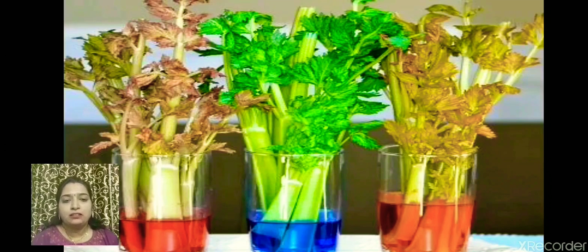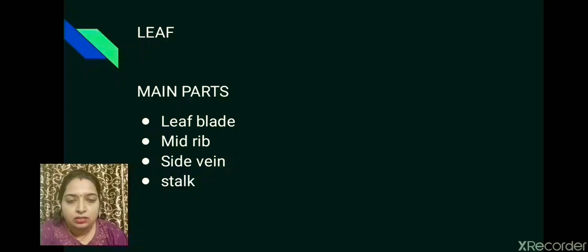Now let us come to the next part of the shoot system. So what other parts are there? The stem is done. Then what is there? Leaf. So children, you have seen many types of leaves. They are of different shapes and sizes. Some are more dark, some are less dark, but all of them are green in color.